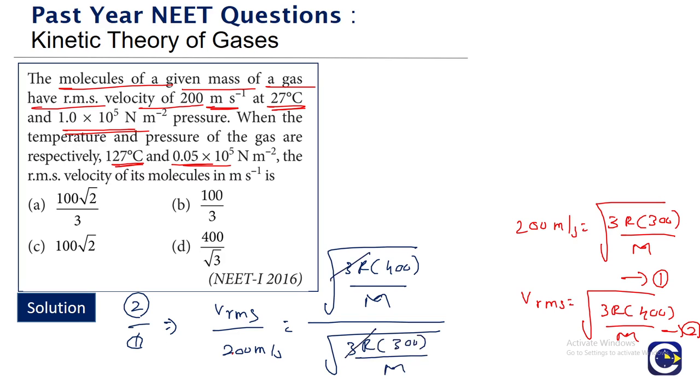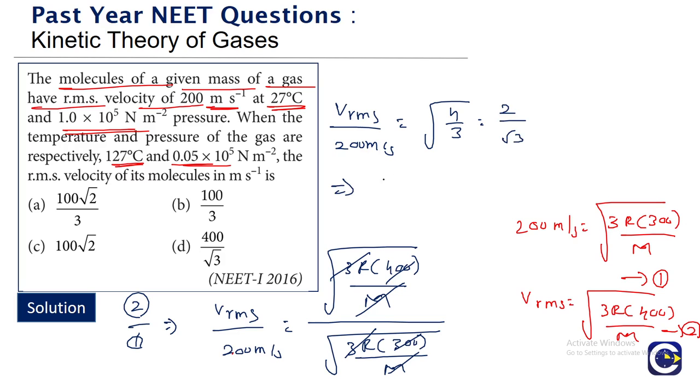Okay, so we are doing equation 2 divided by equation 1. So the root will not be cancelled. Some people will make that blunt mistake of cancelling the root also. Root will not be cancelled. In the numerator we have root 3R, that will cancel with root 3R in the denominator. Here root M also will be cancelled. And we can even cancel these hundreds. So what we have is V RMS by 200 meter per second will be equal to root of 4 by 3. So root 4 will come out as 2. So 2 by root 3.